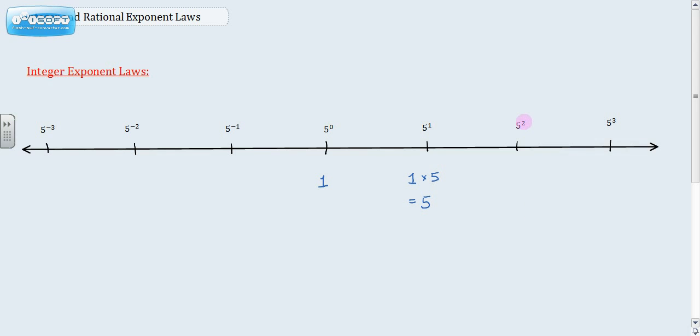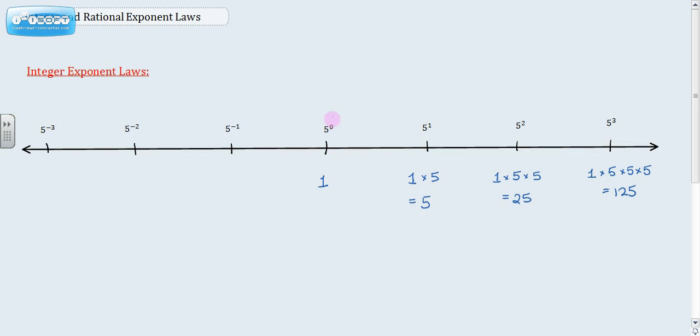When I have now the integer exponent of 2, that is telling me that I take the 1, multiply by 2 5s. So I would get 25. And again, the exponent 3 would tell me to multiply my 1 by 3 of the number 5. So I'd have 125. Now that's the positive integer side. You've seen this before since grade 9, what you need to do when you have a positive integer as the exponent. What's new this year is when you have the negative integer exponents, like -1, -2, and -3.